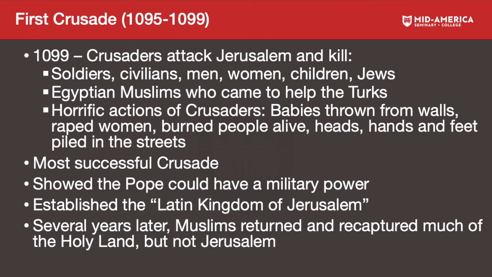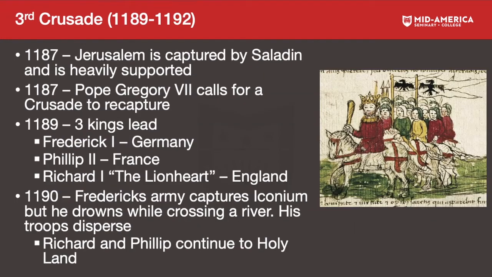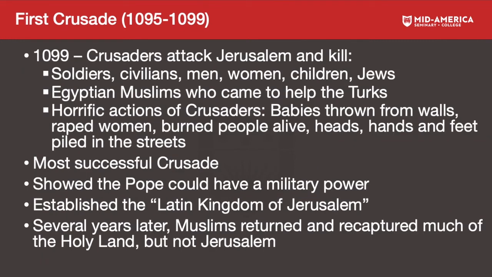And what happens is they established the Latin Kingdom of Jerusalem. Because they were successful, they carved out these little enclaves of European-controlled land in the Holy Land, and they solidified that. They built castles, and they set up this kingdom down there called the Latin Kingdom of Jerusalem. Several years later, the Muslims would return, and they would recapture much of the Holy Land. But they did not take Jerusalem. So this is the end of the First Crusade right there. So they basically got what they wanted by freeing Jerusalem.